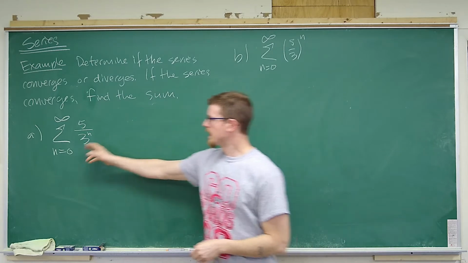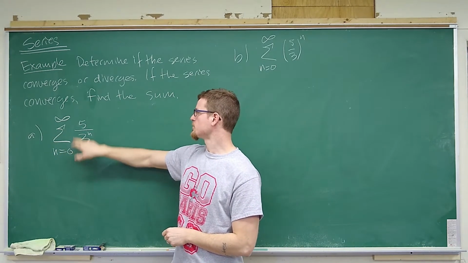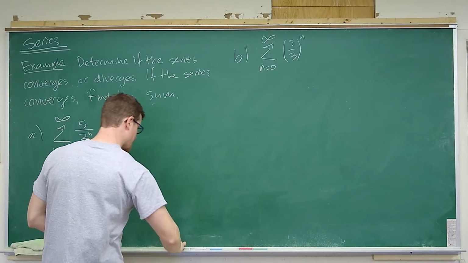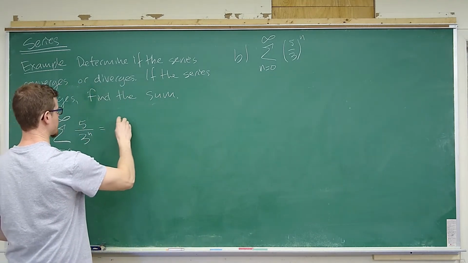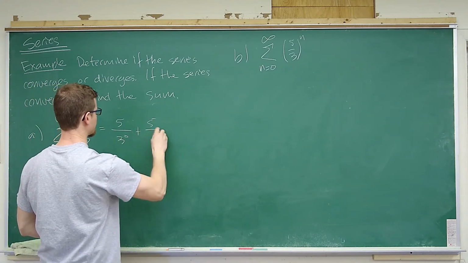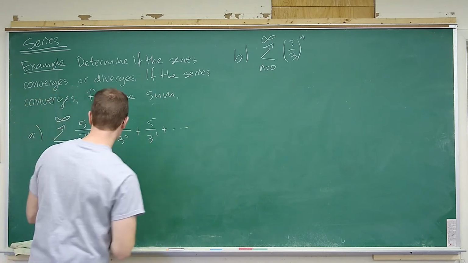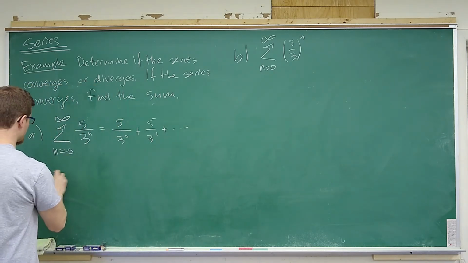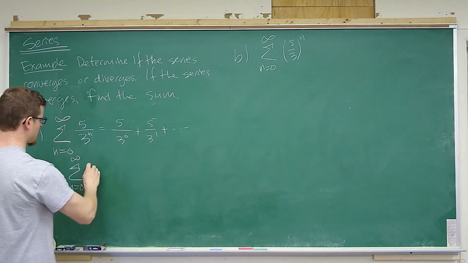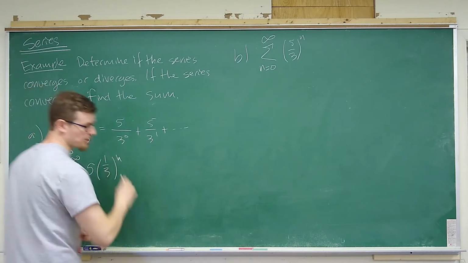The first series that we're looking at is the sum from n equals 0 to infinity of 5 over 3 to the n. So a quick reminder that this looks something like 5 divided by 3 to the 0 plus 5 divided by 3 to the first, and so on. Okay? So we want to notice that this is equal to the sum from n equals 0 to infinity of 5 times 1/3 raised to the nth power.